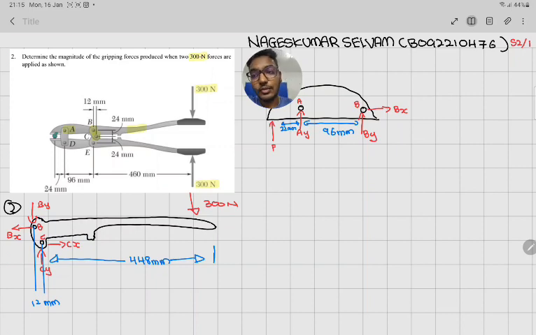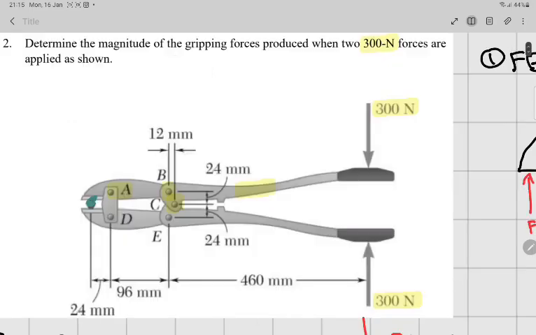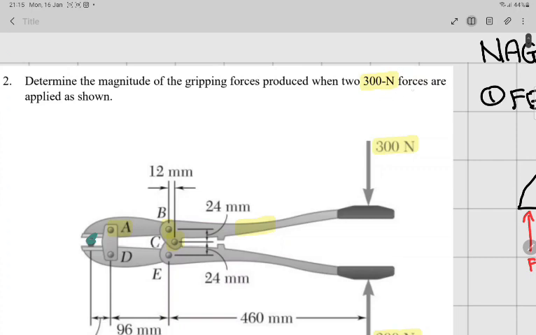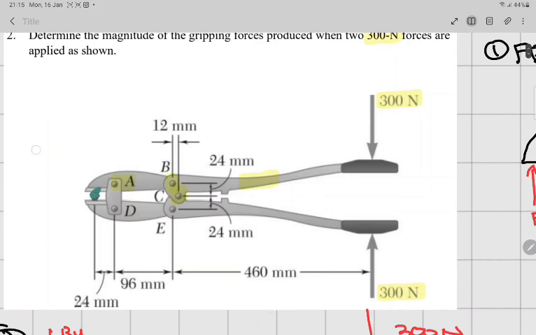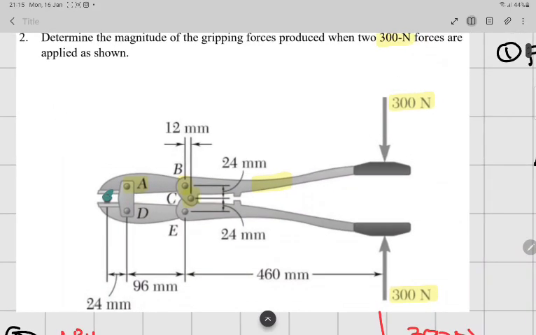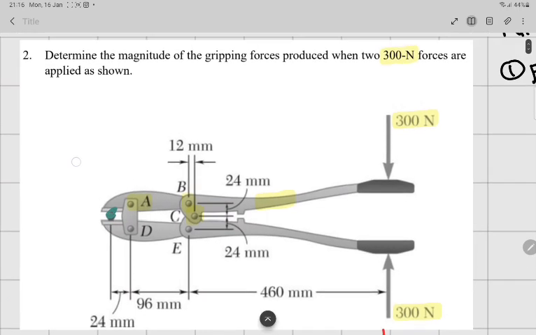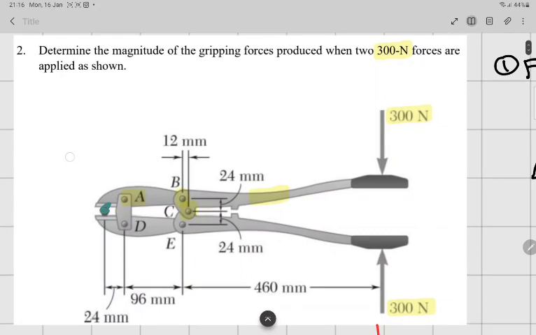So let's look at the question. The question here is, determine the magnitude of gripping force produced when two 300 Newton forces are applied as shown. So this is basically a cutter. There are two parts, the first part and the second part. So two forces are reacting at this cutter. So they ask us to find the gripping force that is acting at this small screw.